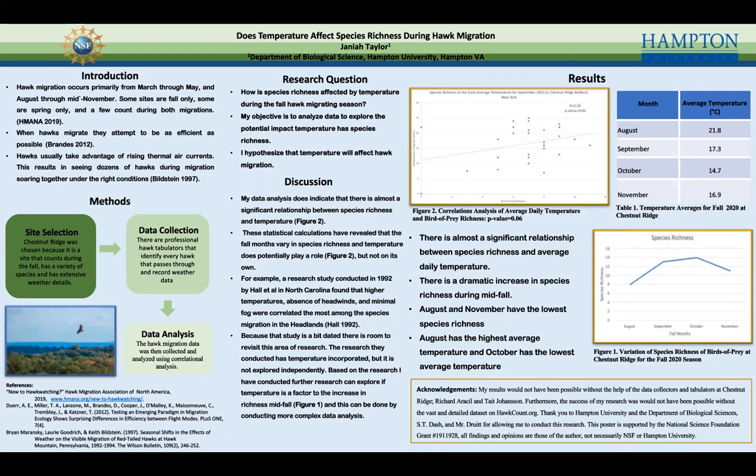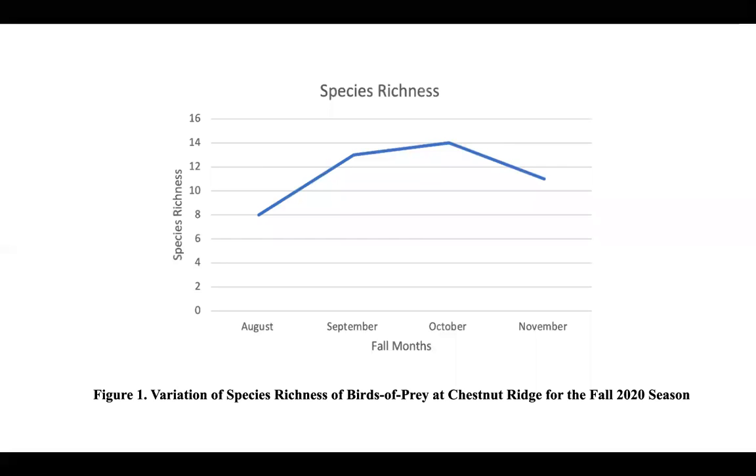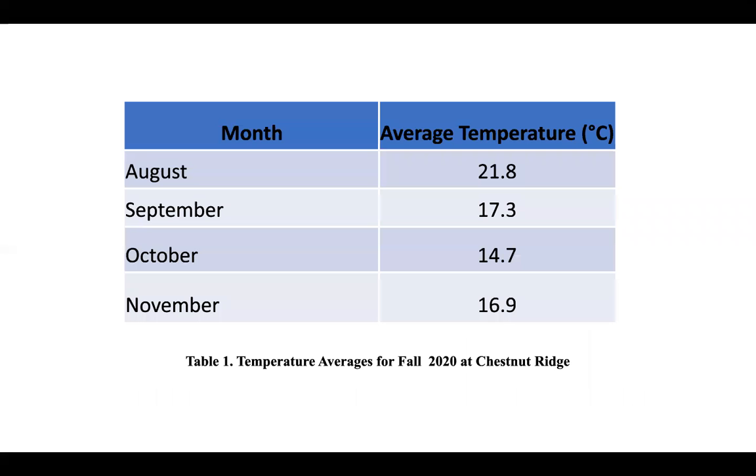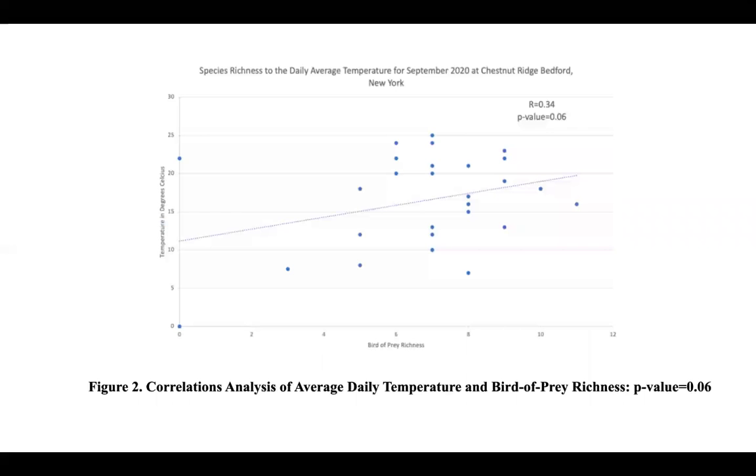Looking at my results, starting with figure 1, I graphed the species richness for birds of prey during the fall season, and as you can see in the mid-fall, there's a clear increase in species richness. Looking at table 1, which is the temperature averages, August has the highest temperature average at 21.8 degrees Celsius, and October has the lowest temperature average at 14.7 degrees Celsius.